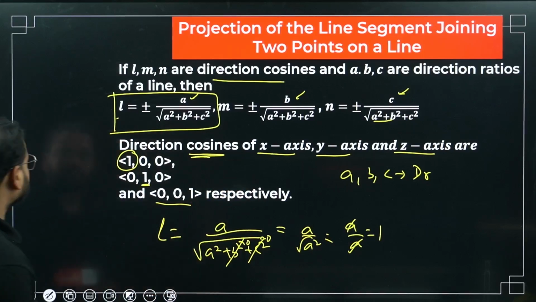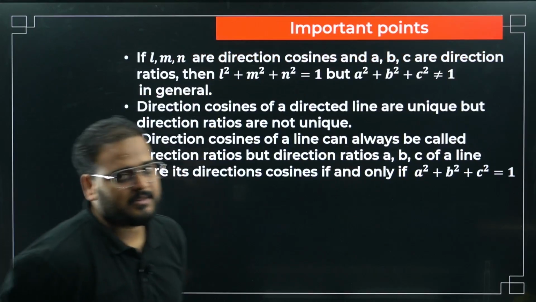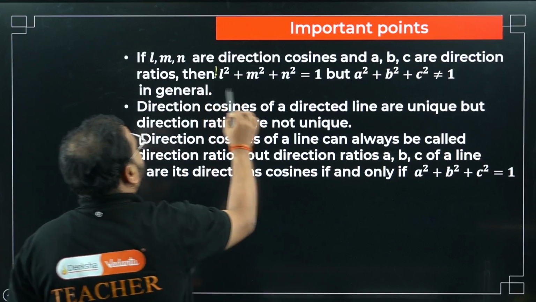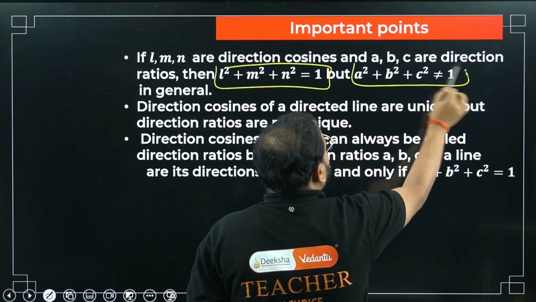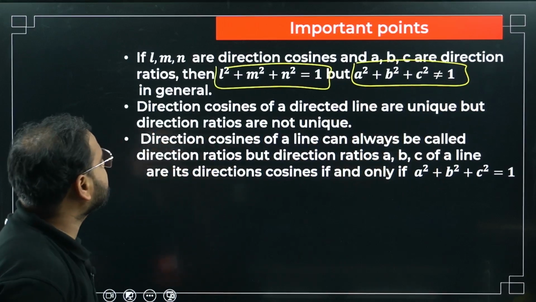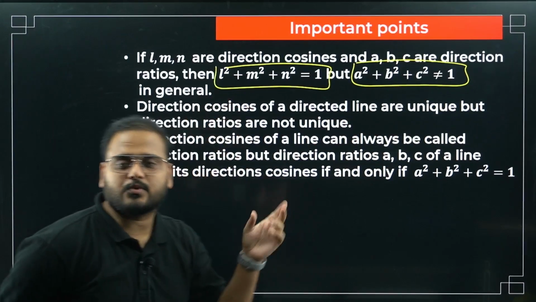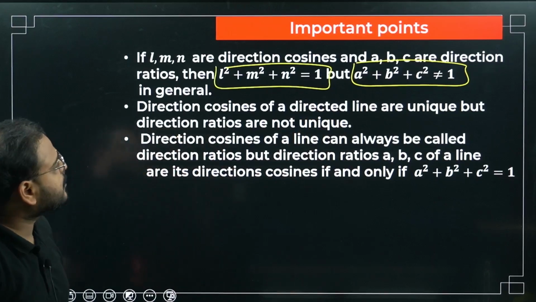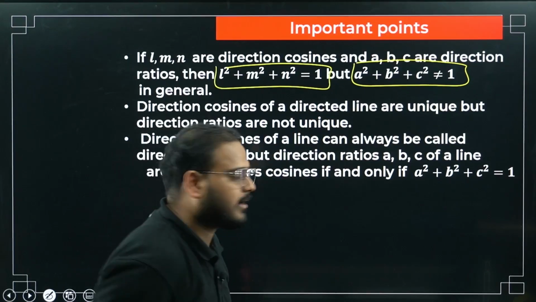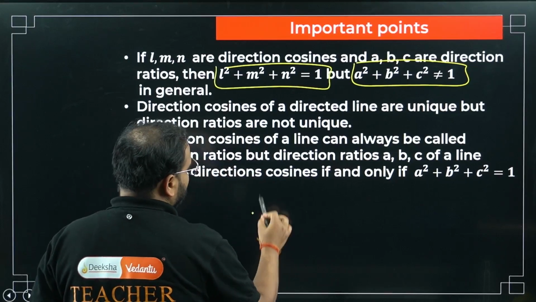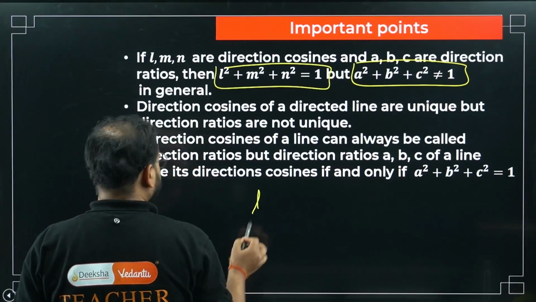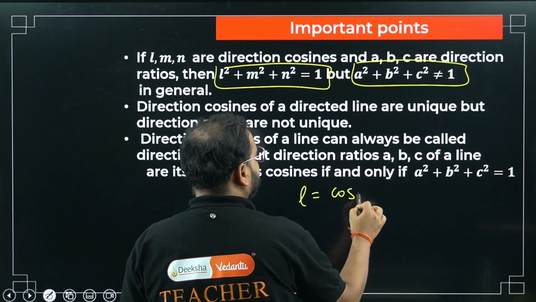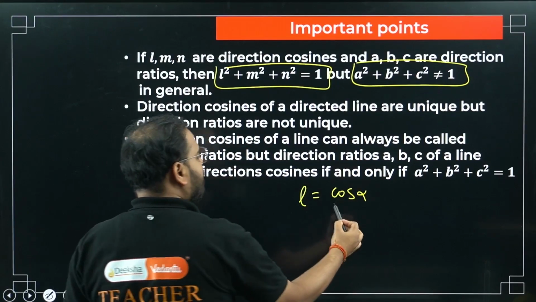Moving on to some important points. L, M, N are direction cosines. We know this condition, L square plus M square plus N square equals 1. This is always true for direction cosines, but not for direction ratios. Direction cosines of a directed line are unique. Based upon the lambda value, this L is cos alpha. If the angle alpha is unique, cos alpha will also be unique.